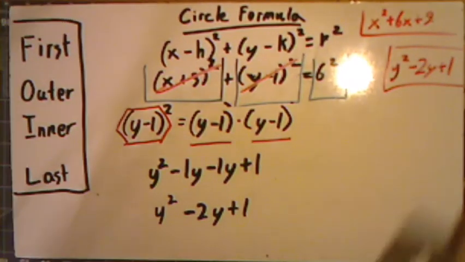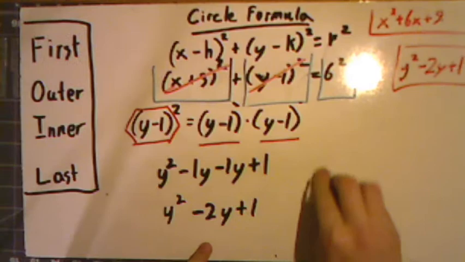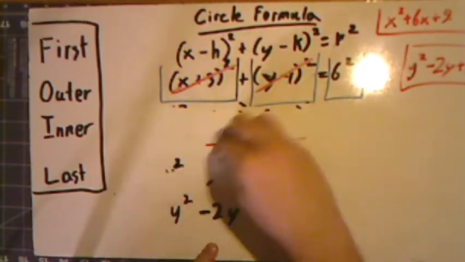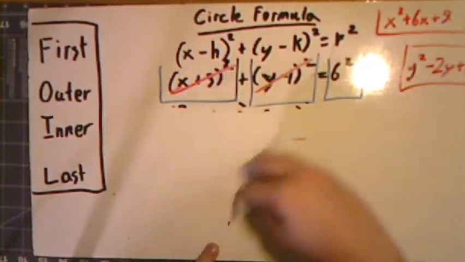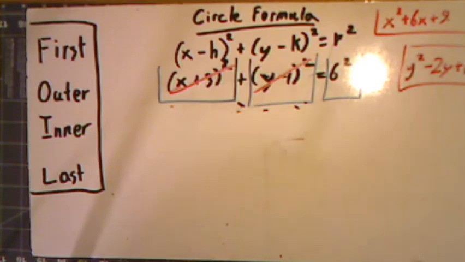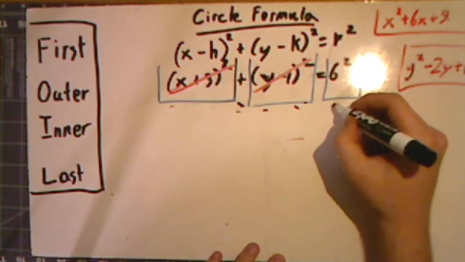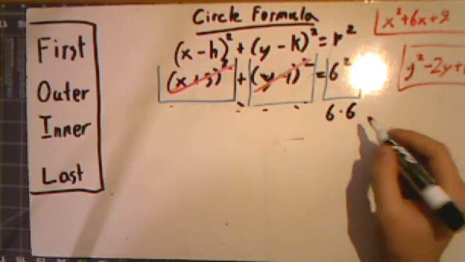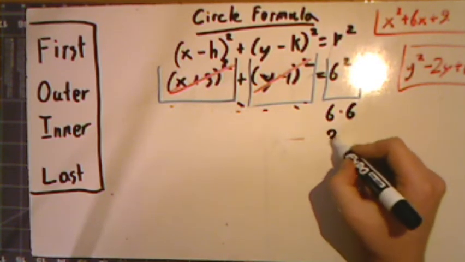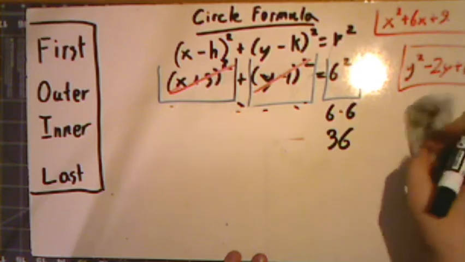Alright, now we only have one thing left, and the only value we have left that we haven't touched yet is that 6 squared. We should know that 6 squared is just the same as 6 times 6, which gives us 36.